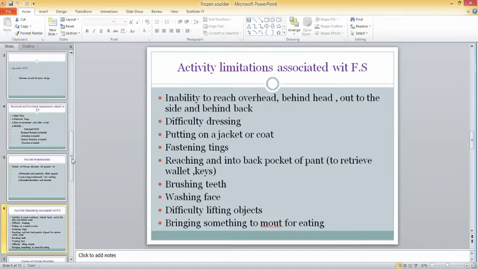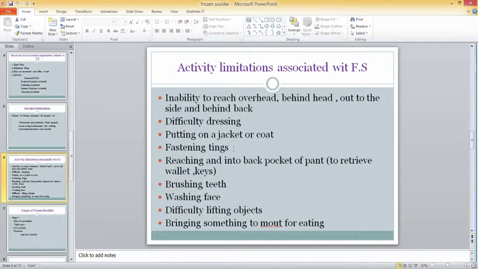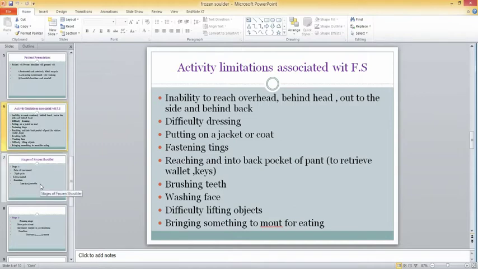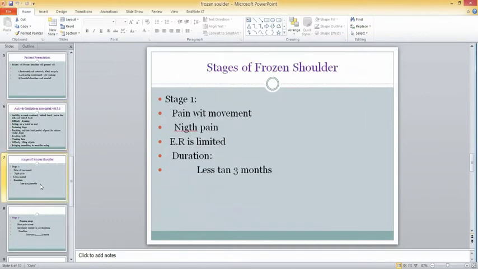Difficulty dressing, putting on a jacket or coat, fastening, reaching hand into back pocket of pants to retrieve wallet, brushing teeth, washing face, bringing eating utensils to the mouth. Difficulty lifting weighted objects such as dishes into a cupboard. Cannot perform repetitive activities. Now, stages of frozen shoulder.